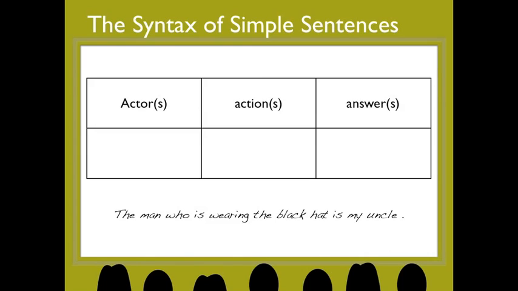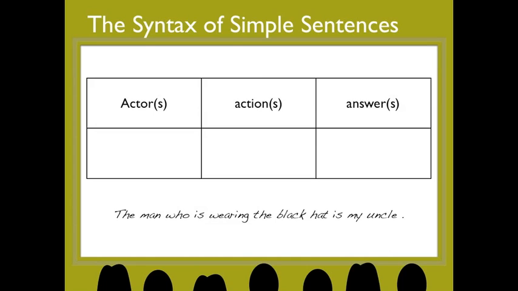The man who is wearing the black hat is my uncle. At first glance, it appears that there's two actions in this sentence. Is wearing and is. And it's okay for sentences to have more than one action, but in this particular sentence, only one of these actions is the main action of the entire sentence. So which one is it? Probably the best way to locate the action of the sentence is to locate the actor first.